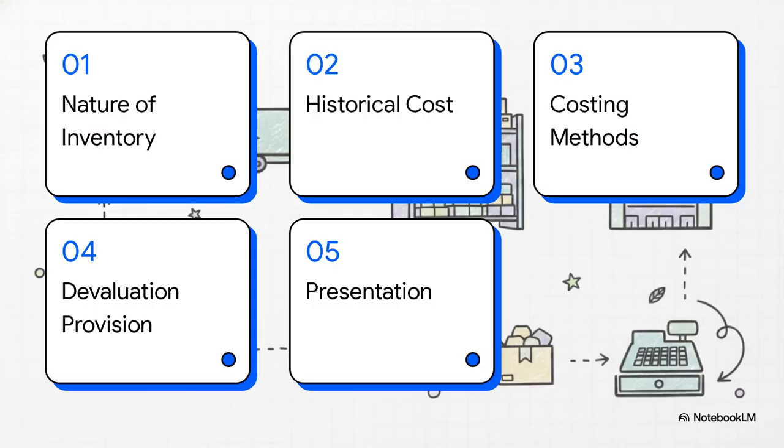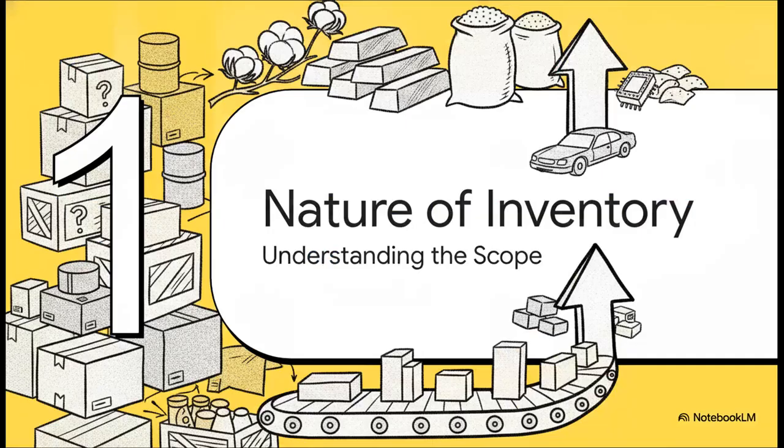To figure that out, we're going to follow the complete life cycle of inventory through 5 logical stages. We'll look at the nature of inventory, its historical cost structure, costing methods, devaluation provisions, and finally, recognition and presentation. Think of these 5 steps as strict guardrails for financial transparency. All right, let's kick things off with stage 1, the nature of inventory.